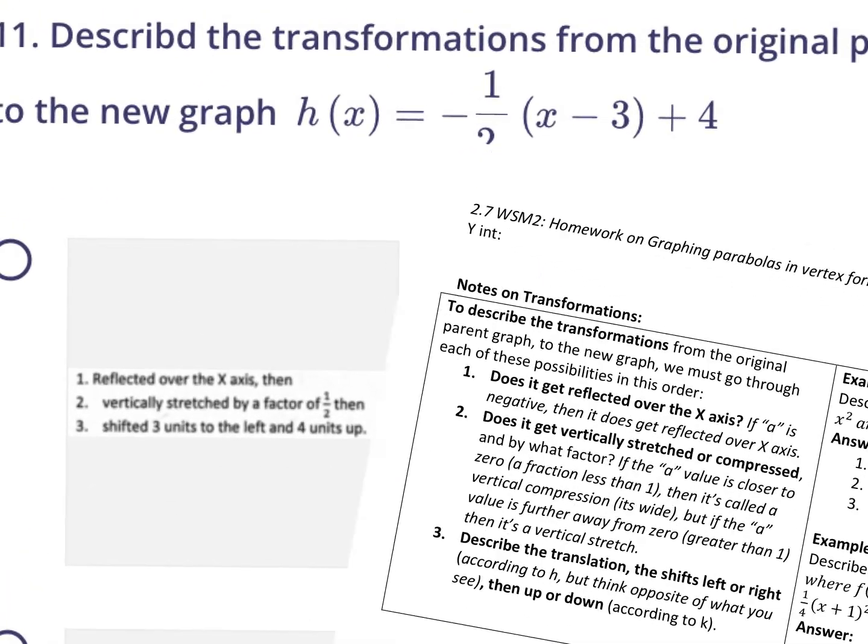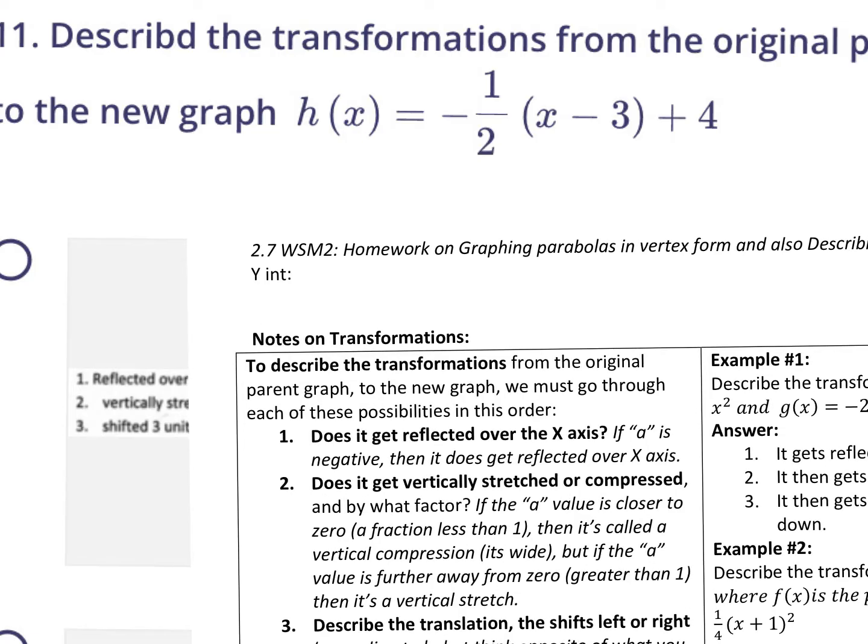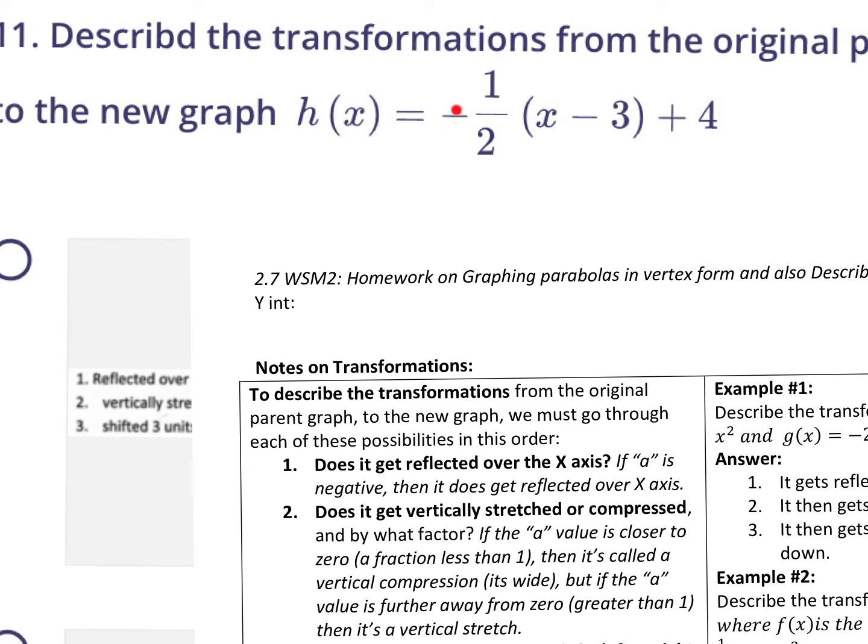Let's begin by asking ourselves, does it get reflected over the x-axis? Yes. So the first transformation that you should read on your multiple choice answers is it gets reflected over the x-axis because of the negative sign. Then the second thing you would have to read is this parabola gets vertically compressed because the a value is 1/2. It's less than 1, which causes a vertical compression, which makes it wider.